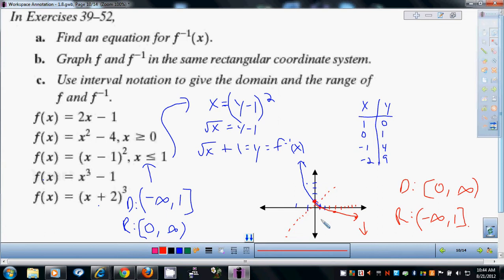Other questions from this slide? They're all going to be just about that same exact thing. Solve the function, graph them both, domain and range. Okay. Moving on.